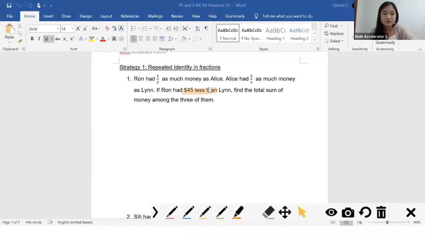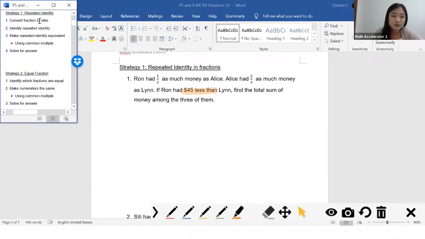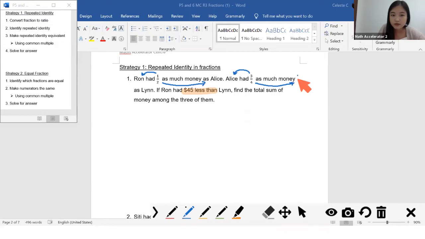So first step, you have to convert your fraction to a ratio. How do you do that? Once you see this fraction and "as much as" here, you can draw your arrows such that each number here represents Ron and Alice. Over here, 3 and 4 for Lynn.